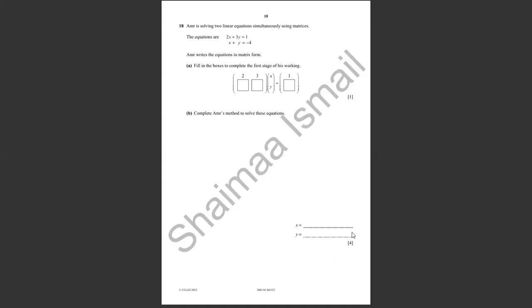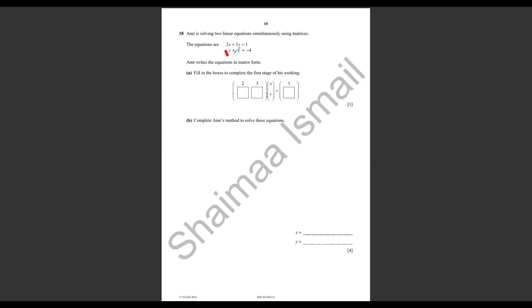Okay. I'm solving two linear functions simultaneously using matrices. Okay, this is solving matrices using here. We have 2 and x and y. So here 1 x and 1 y. So here is 1 and 1, and this is -4.